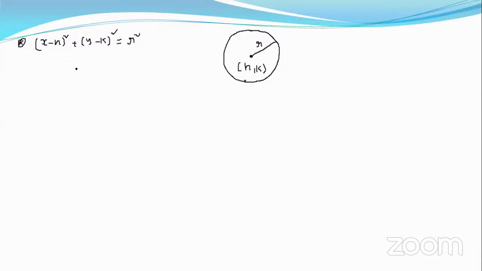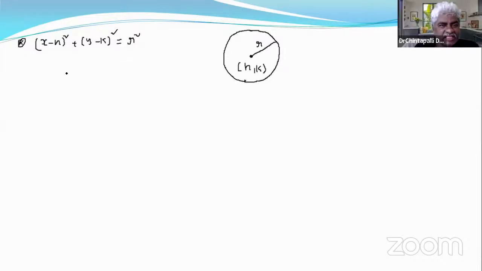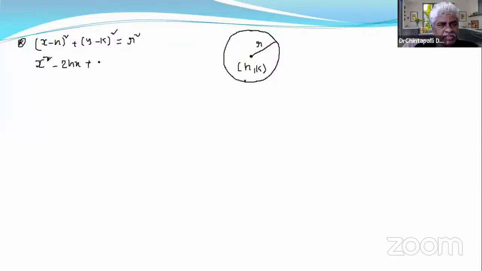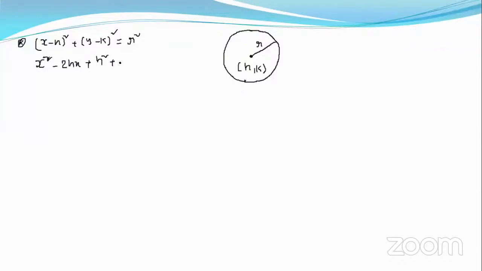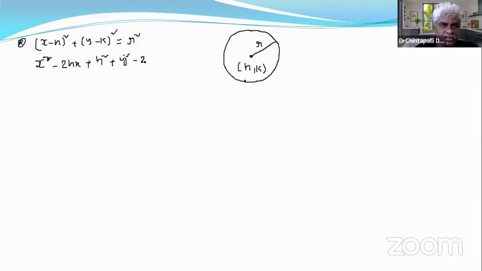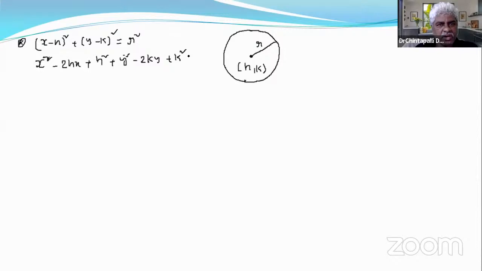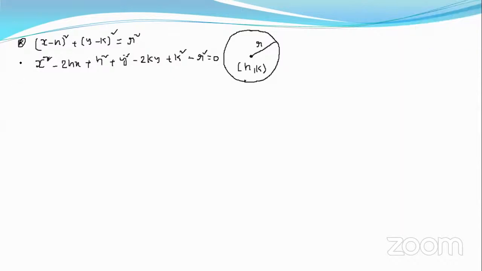Right? Now, let us expand this equation. That is x square, using the (a minus b) whole square formula, minus 2hx plus h square, plus y square minus 2ky plus k square equals r square. Bring that r square to the left-hand side. It is minus r square is equal to 0, right? Yes, sir.